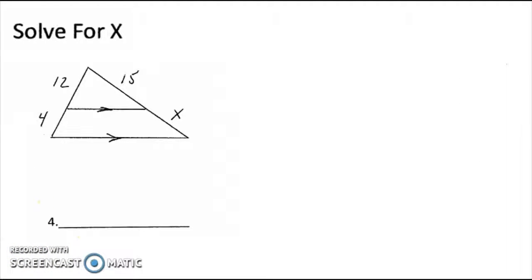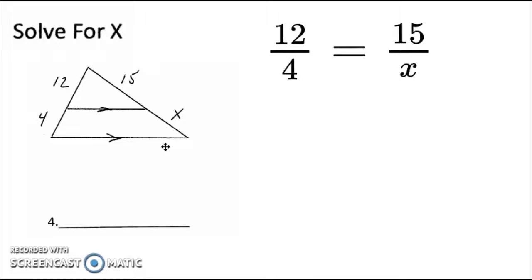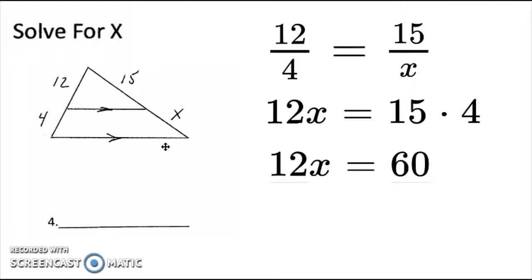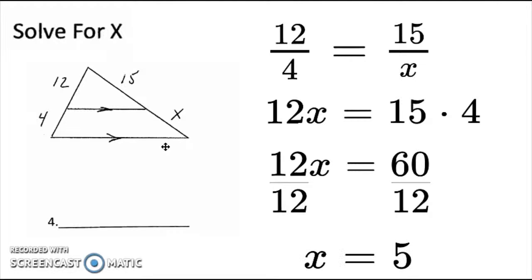Number 4, we got to set up proportions. So we'll write 12 over 4 equals 15 over x. And then we cross multiply. 12 times x is 12x. Then 15 times 4 is 60. We divide both sides by 12, and x would equal 5 for number 4.